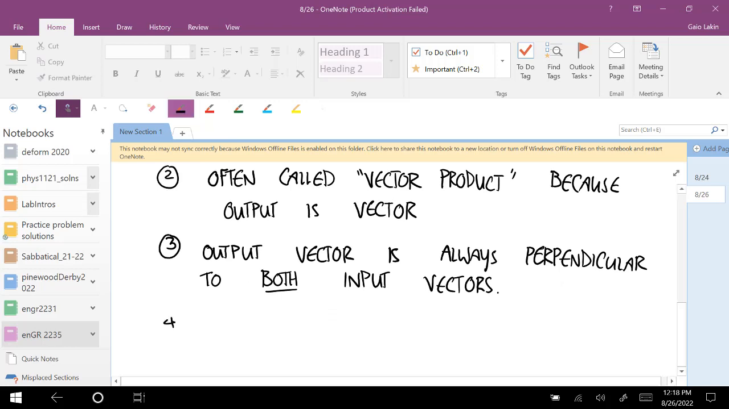Fourth, the cross product of two parallel vectors is zero, is the zero vector.